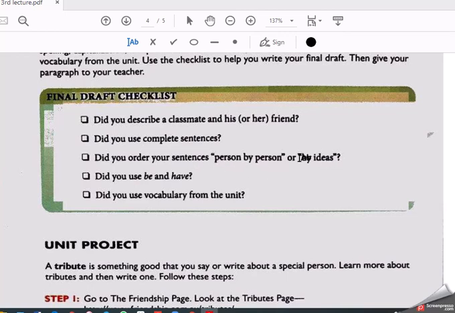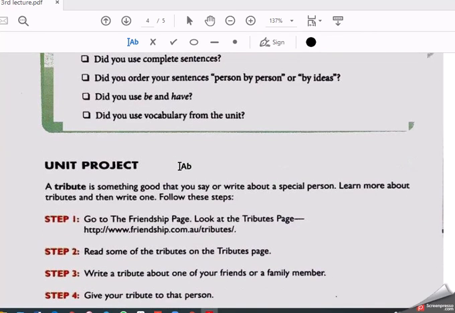Then do you arrange your ideas? Did you arrange your ideas? Did you use be and have, or did you use the vocabulary from the unit? Okay.